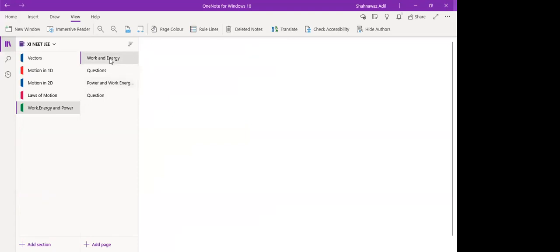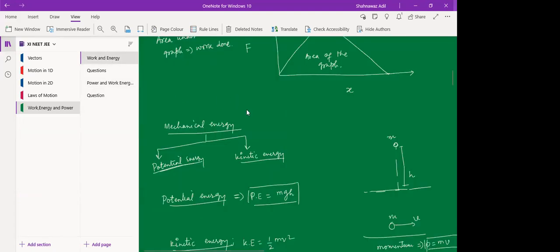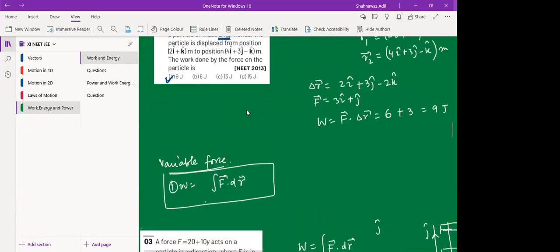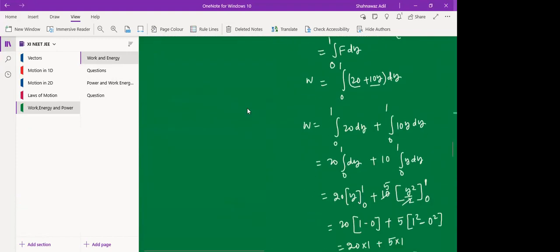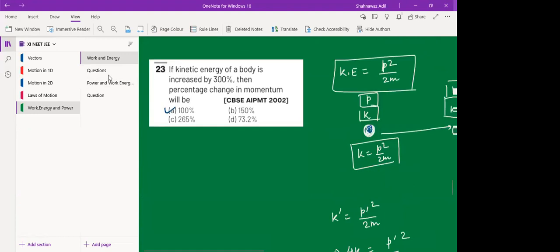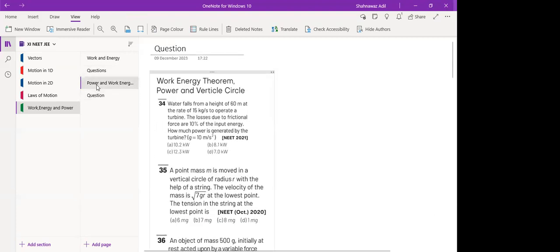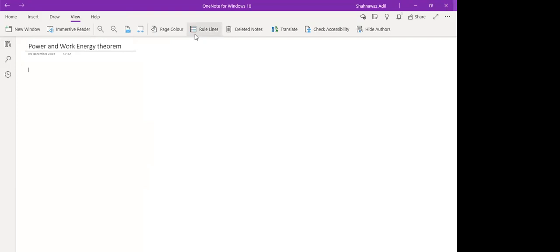Work and energy we have understood, and we did some questions from that. So let's check if you remember this or not. Let's do one question. At a certain height, kinetic energy is three times its potential energy. The height from the surface, so this is from work energy theorem. But let us first understand what is work energy theorem.